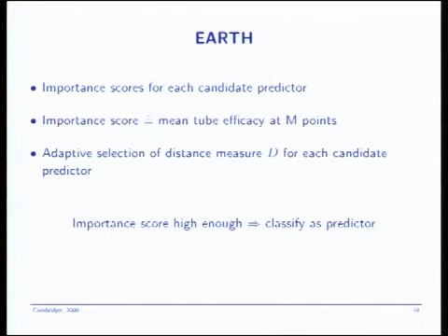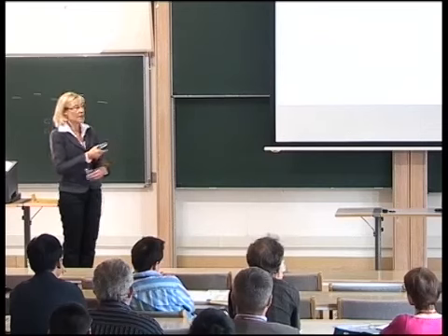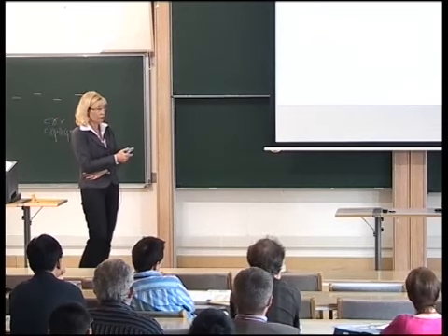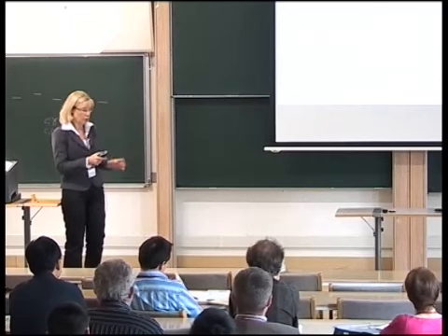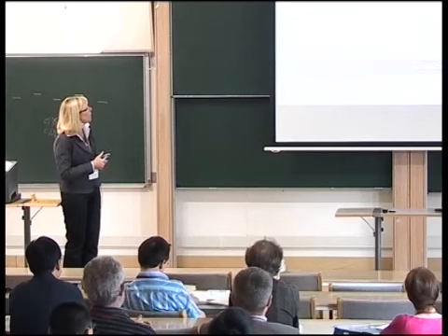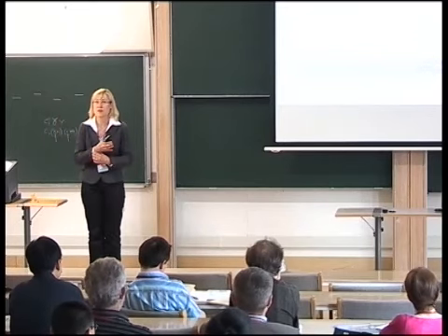Okay, and then you decide the test problem. Whenever the importance score is high enough, then you include XL as an active predictor. Okay, so that's just a very short explanation of how Earth works. Okay, so is Earth robust?